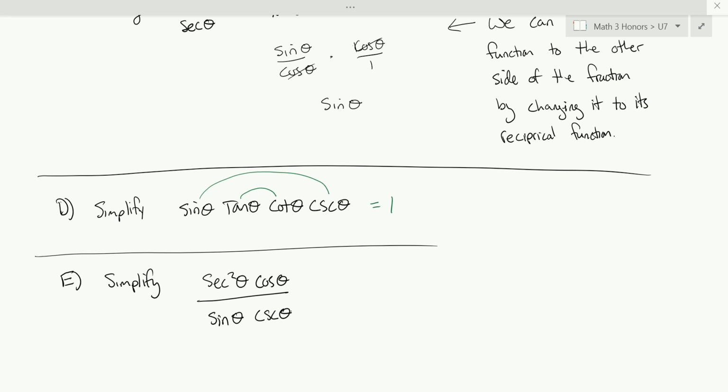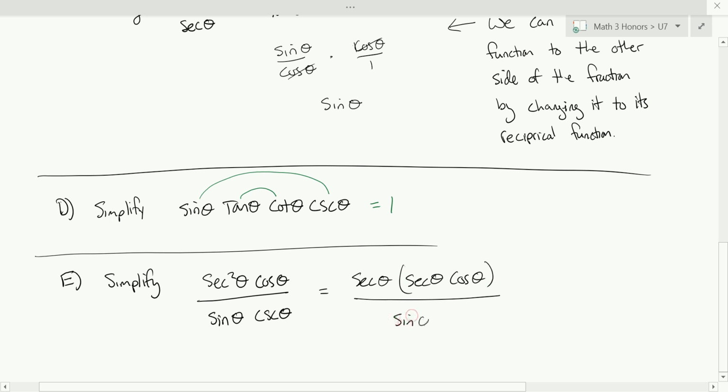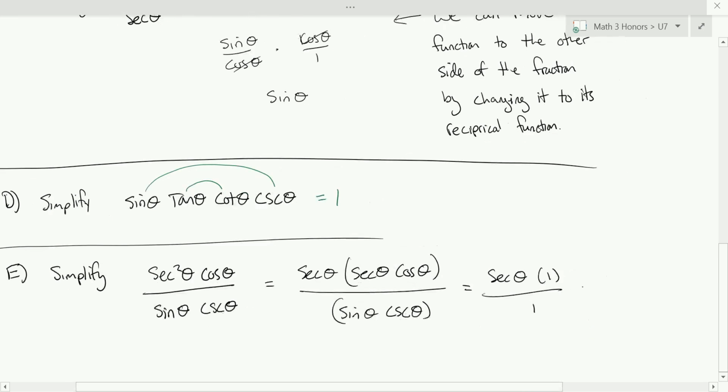So 1 over cosine, or secant theta. If you can get rid of the fraction 1 over cosine, do that. So you move the cosine to the top, it becomes secant, right? The secant theta is what we want to get to. Again, there's a few ways to do that. One way is to say secant squared theta is secant times secant. This right here is 1. This right here is 1. You end up with secant theta times 1 over 1, which is secant theta. That's one way to do it. There's other ways as well, but you want to get to secant theta. Okay?